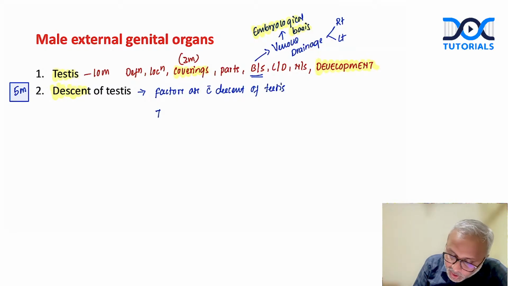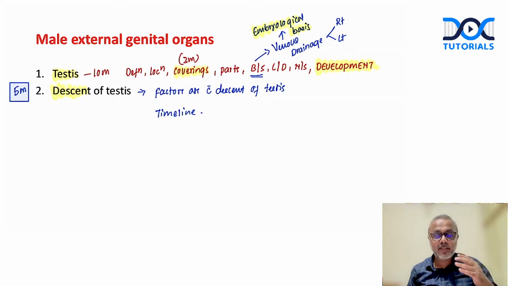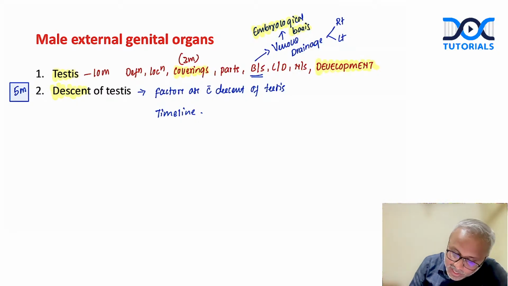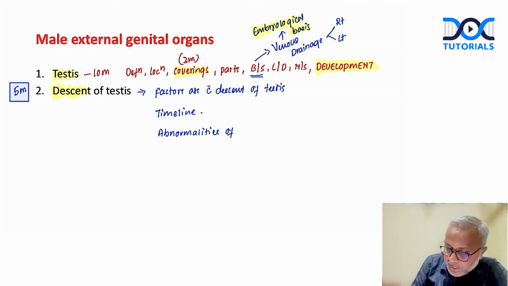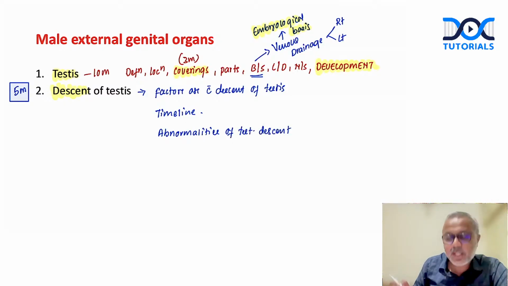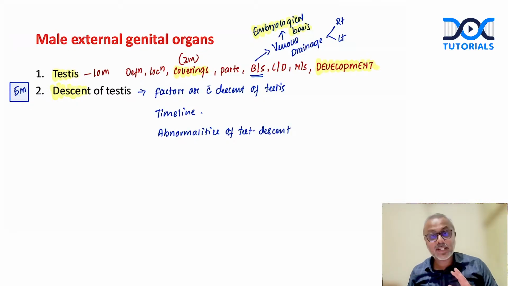Then we can talk about the timeline of descent. When will it reach the deep inguinal ring? When does it traverse the inguinal canal? When it reaches the superficial inguinal ring, and when it reaches the scrotum. Okay. These could be explained in a timeline. And then of course, the abnormalities of descent, right? So we can talk about the abnormalities of the testicular descent. This could be one more subheading, right? As I said, a very important 5 marker, right?